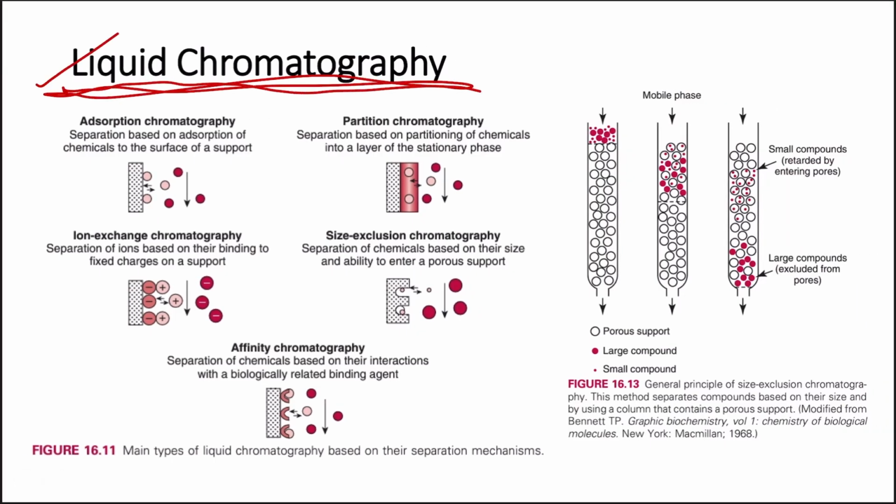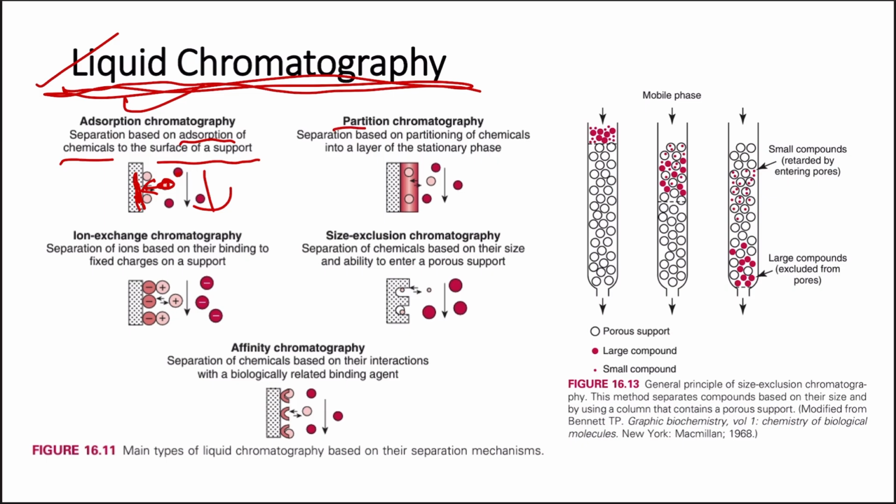Here the mobile phase is liquid, and we have different methods, that is, different types of liquid chromatography. First is the adsorption chromatography, as I have already said. Here the separation is based on the adsorption of the chemicals to the surface of the support. As you can see here, these are the chemicals which are getting adsorbed to the surface of the support, and some of the chemicals which are not getting adsorbed are going along with the mobile phase.